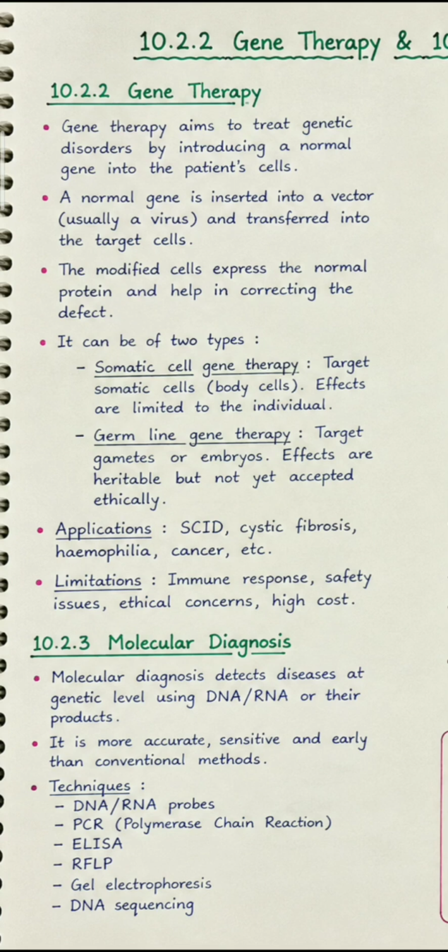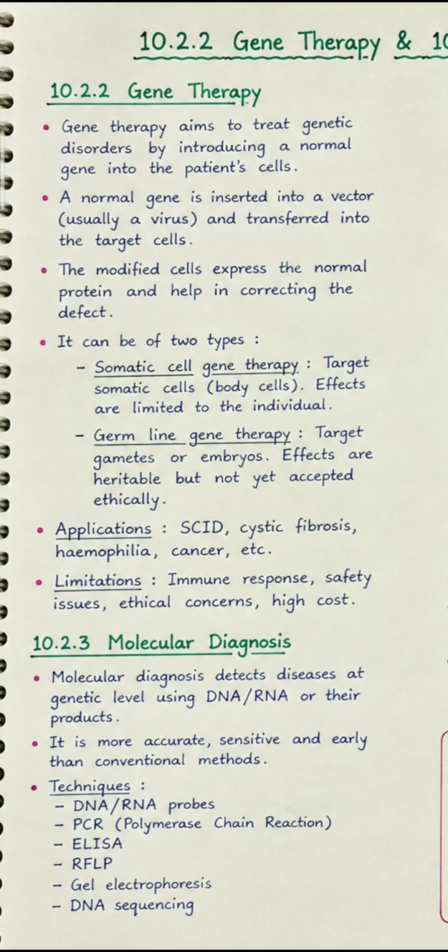It can be of two types: somatic cell gene therapy and germline gene therapy. Somatic cell gene therapy targets somatic or body cells, and effects are limited to the individual. Germline gene therapy means targeting gametes or embryos. Effects are heritable but not yet accepted ethically.